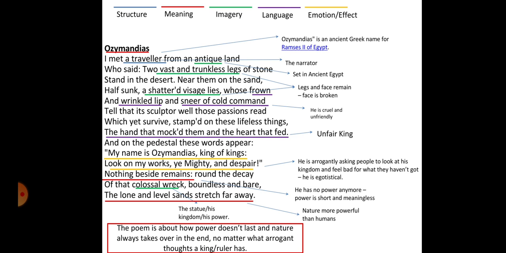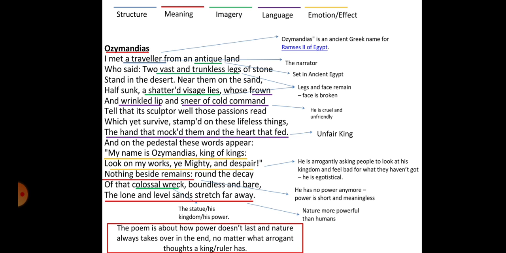What's left of the statue is two vast and trunkless legs of stone and the shattered visage that lies there. So basically the idea is that you've got two legs and the face. So even though this wonderful statue was built in honour of Ramses II or Ozymandias, nothing really remains. And it says vast and trunkless, the idea being that there's only legs, and vast being huge. And then you have the idea of in the sand, the shattered visage lies and it's half sunk. So even the face is half buried in the sand. So you can only see very, very little of what's left.